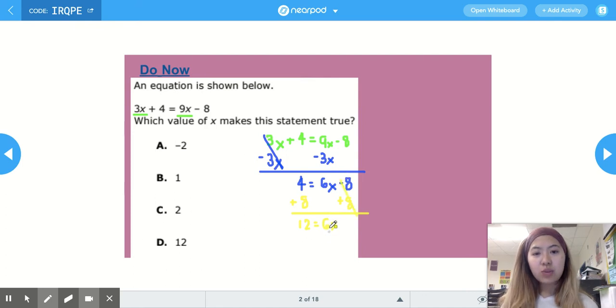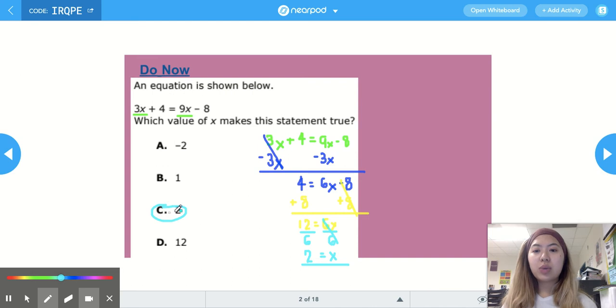And now we have to move the 6 to the other side. So we want to isolate the variable. We want to get the x alone. To do that, we're going to divide both sides by 6. 6 divided by 6 is 1. So we have x is equal to 12 divided by 6, which is 2. So our answer is going to be C, 2.